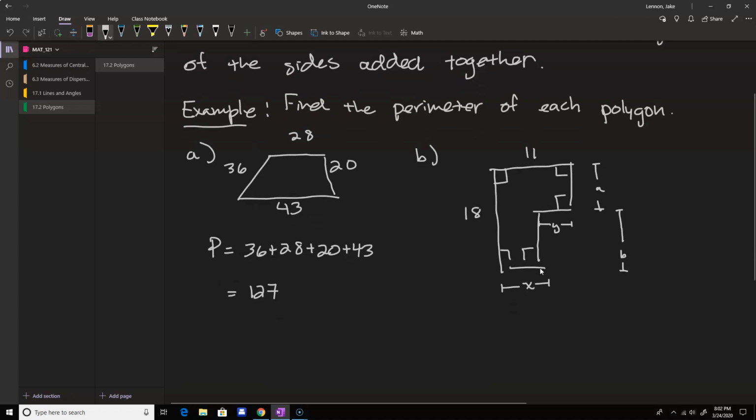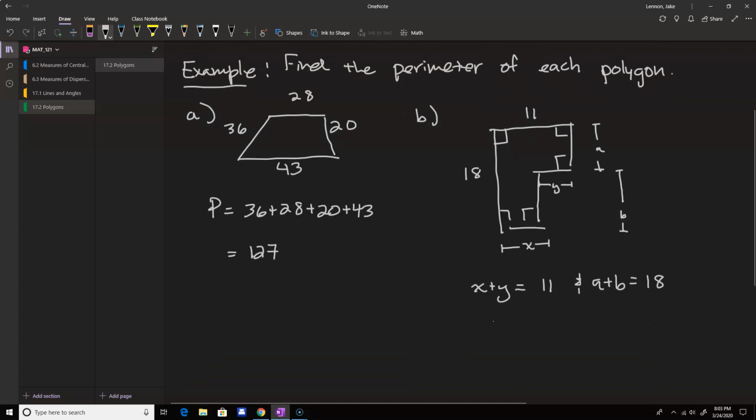We might not be able to describe exactly how they separate the 11, but we know that X plus Y has to be the same as the top length because of the perpendicular angles, so it has to be 11. And also we know that A plus B has to be equal to 18. So for our total perimeter, we can actually just take 18 plus 11 plus another 18 plus 11, and that will give us the total perimeter of our figure, which is 36 plus 22, which is going to be 58. So our total perimeter here is 58.